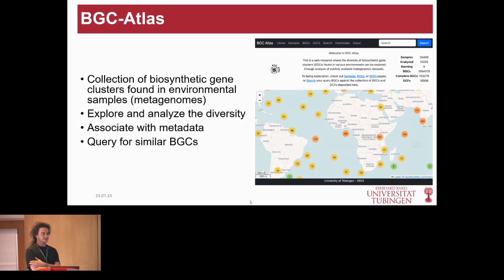This is a resource that's a collection of biosynthetic gene clusters found in environmental samples, as in metagenomes, that offers exploration and analysis of their diversity, associates them with all the metadata that we can collect for each sample, and also lets users query for a biosynthetic gene cluster that they are interested in, if there's a similar one in the collection that we already have.